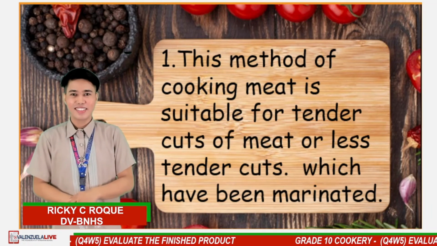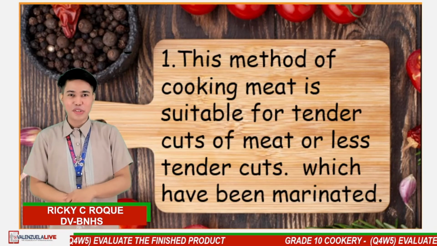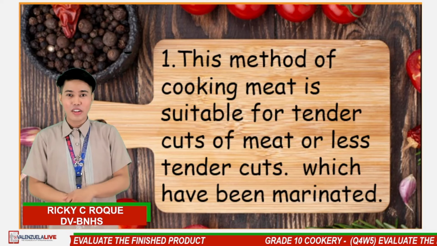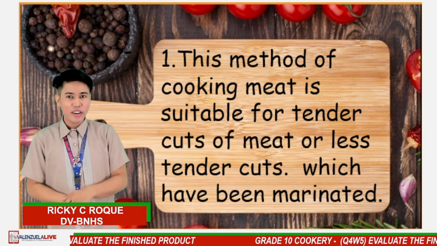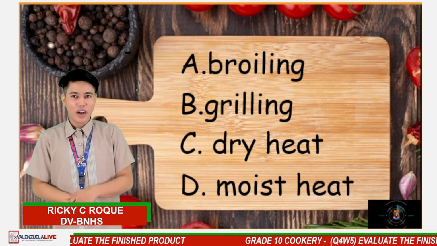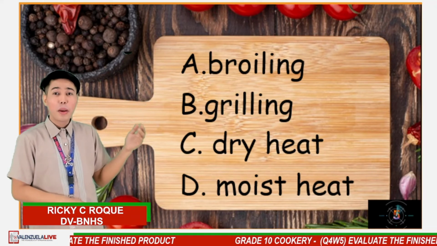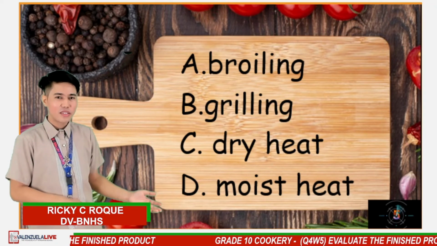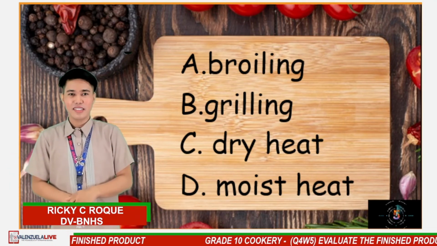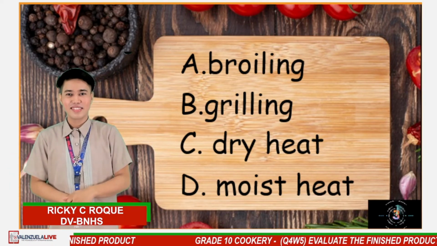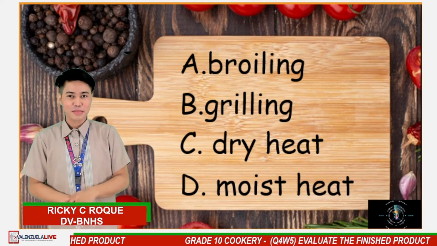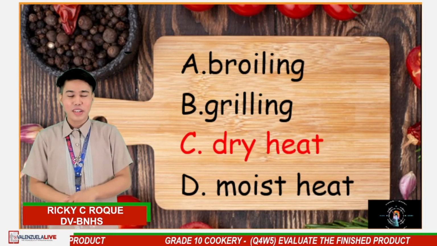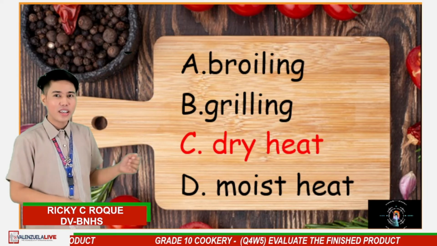Number 1. This method of cooking meat is suitable for tender cuts of meat or less tender cuts, which have been marinated. The choices are A. Broiling, B. Grilling, C. Dry heat, or D. Moist heat. For 5 seconds. The correct answer is letter C, dry heat.